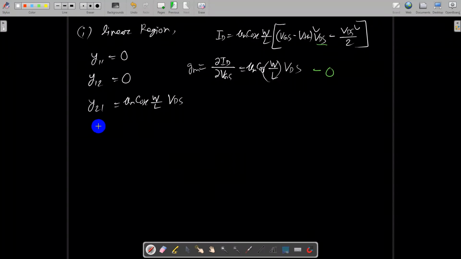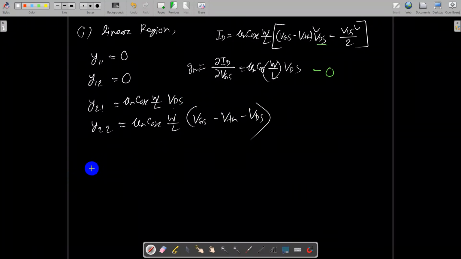So what about Y22? For Y22, you can similarly find that your Y22 is mu n COX W by L times VGS minus VTH minus VDS. Okay, so now we can see that our Y21 depends on your second port voltage VDS.